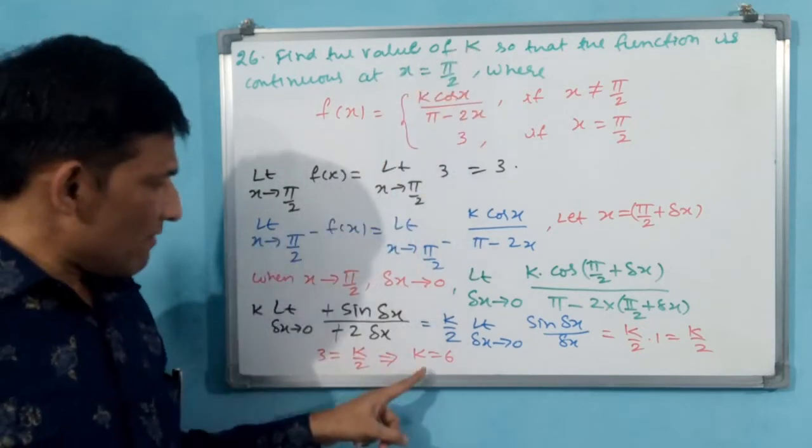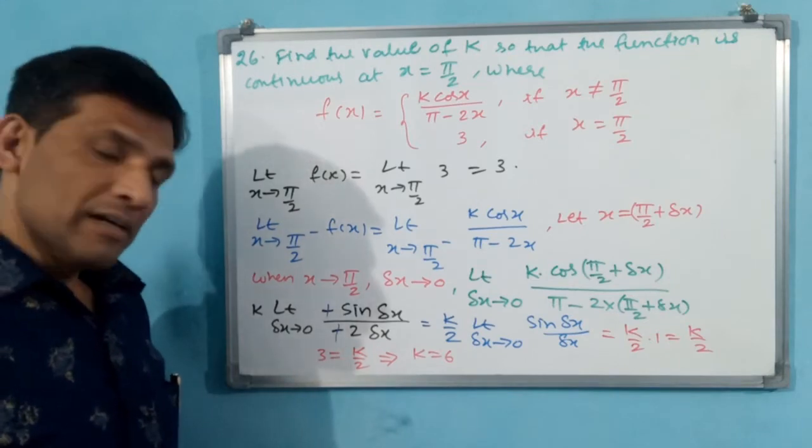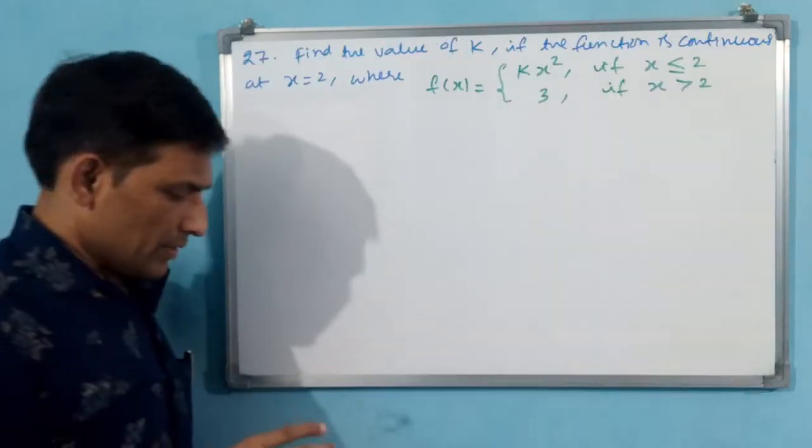Find the value of k. K value is 6. Like that you write and close this question. Okay? Let us go for 27th question.